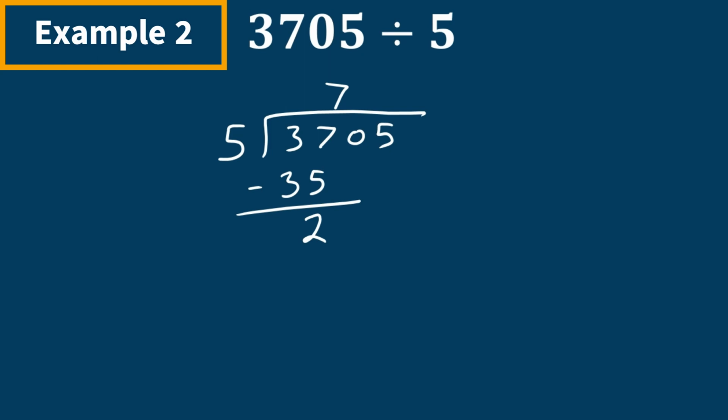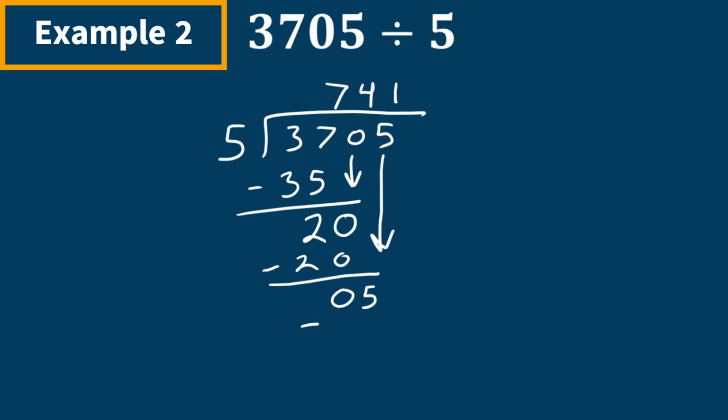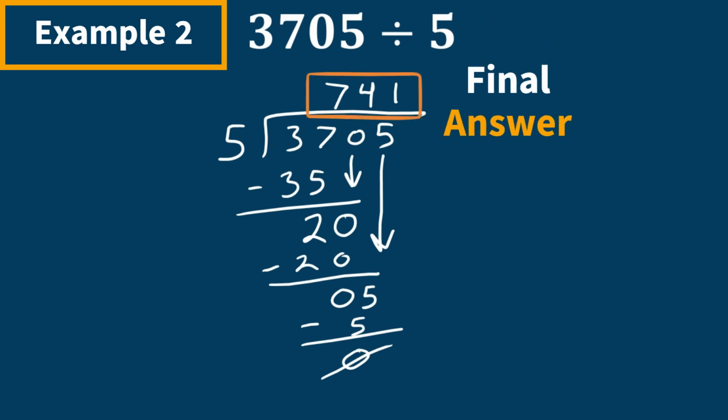5 cannot go into 2. Therefore, we bring down the 0. 5 goes into 20 4 times. 5 times 4 is 20. That gives us 0. We see that this is a 0, however, we are not complete yet since we still have one more number that we can bring down, which is the 5. 5 goes into 5 1 time. 5 times 1 is 5. And now we have 0 remainder. Therefore, 741 is our final answer.